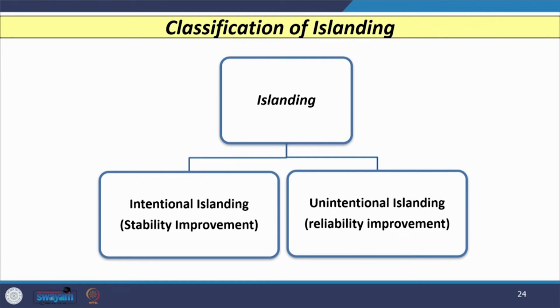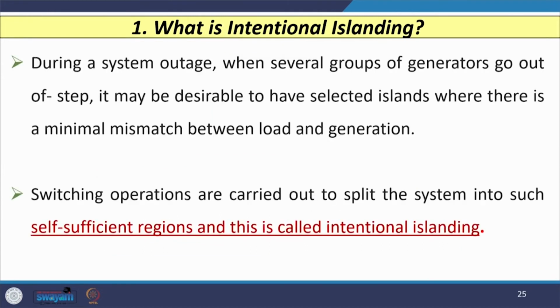There are two ways in which islanding can occur. The first is intentional islanding, and normally intentional islanding is carried out in most of the developed countries to achieve stability improvement. In our countries, the type of islanding which we deal with is known as unintentional islanding, and that is basically carried out for reliability improvement. So, there is a difference between intentional islanding and unintentional islanding.